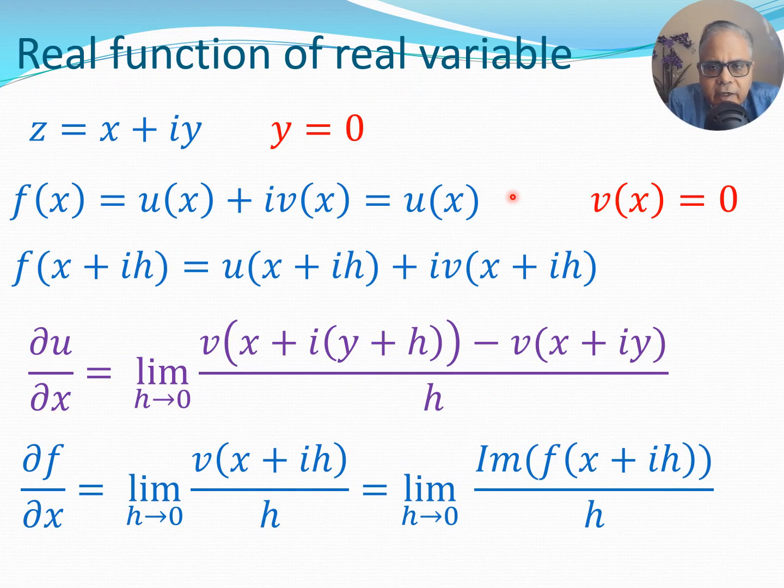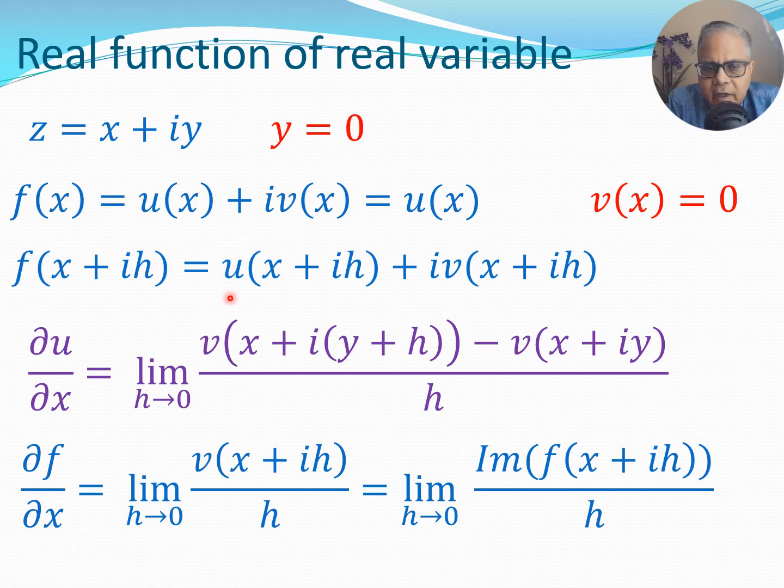Now let's look at the actual case which we deal with in most problems. We deal with real functions of real variables. So let's say if we have a real function, then of course y would be 0 in z is x plus iy. Also, if we have the function f(x) is u(x) plus i v(x), then this is going to be simply equal to u(x) because v(x) is going to be 0. So these two particular things which I have put in red, these ensure that you have a real function of a real variable.